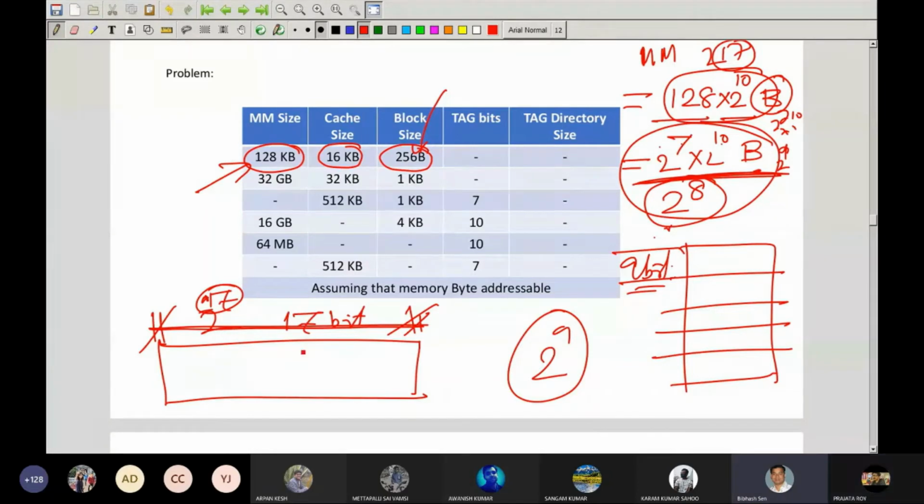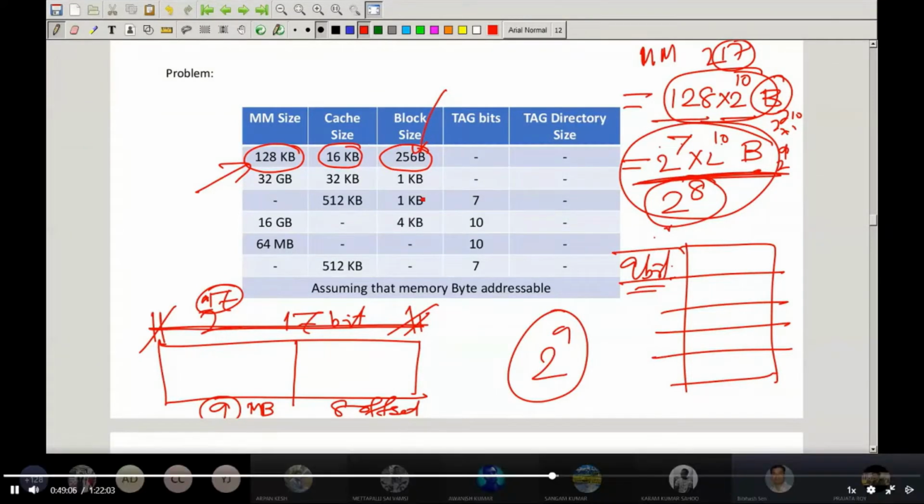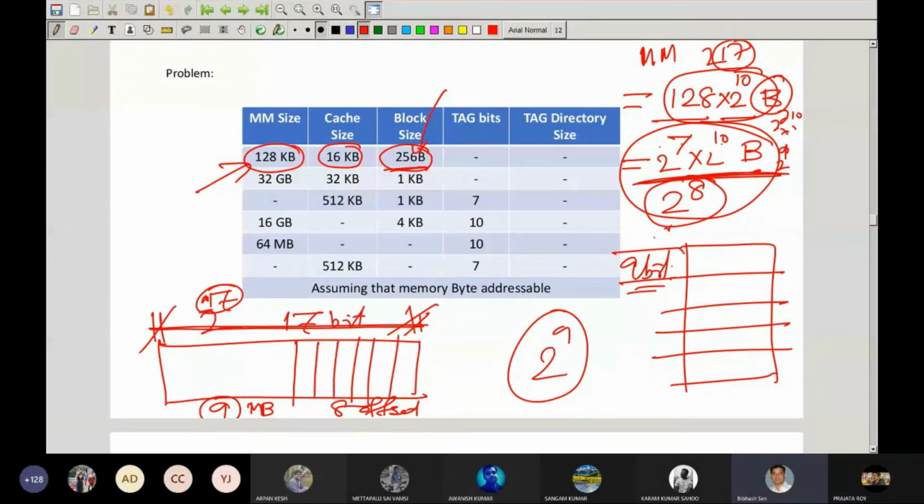Yes, sir. Among the 17 bits, 9 bits are for the main memory block, and the remaining 8 are for the offset. Am I correct? Yes, sir. 8 bits for offset because the block is 256 bytes. So if I take 1 byte addressable individually, 8 bits will be occupied there. Is it clear? Yes, sir.